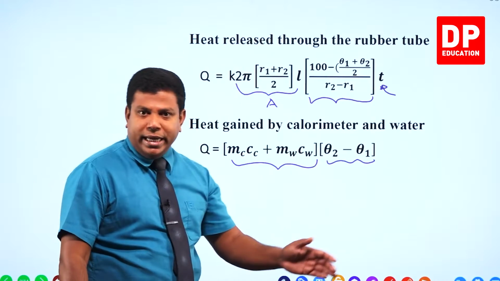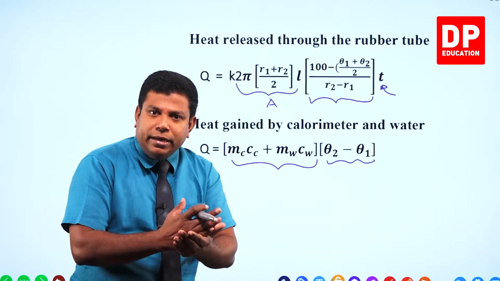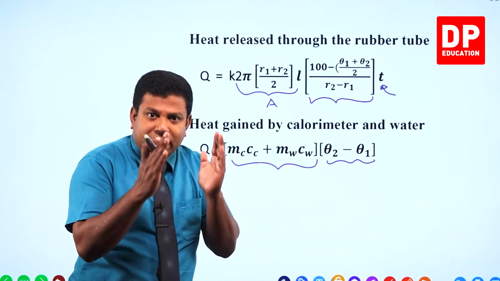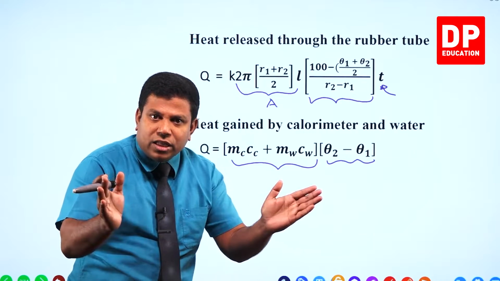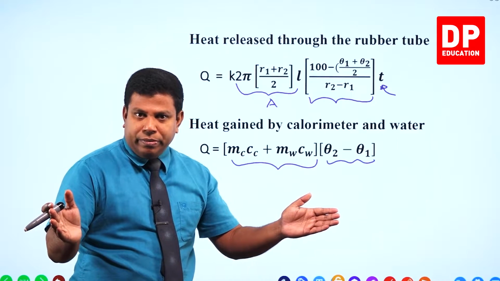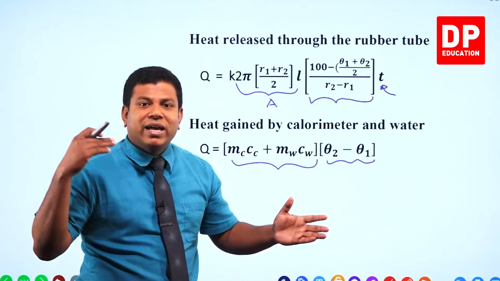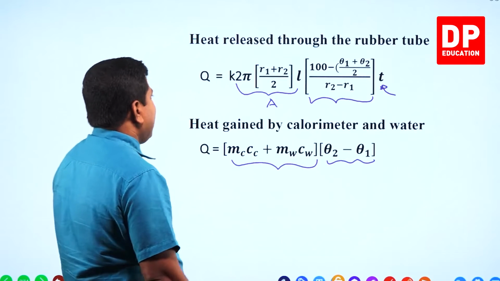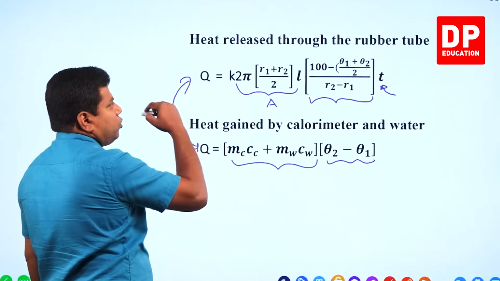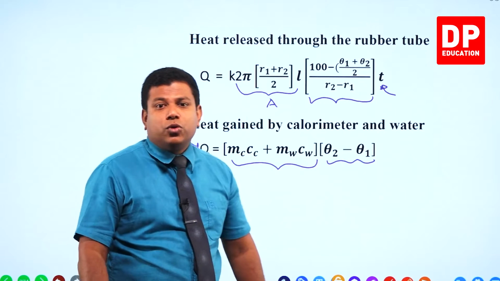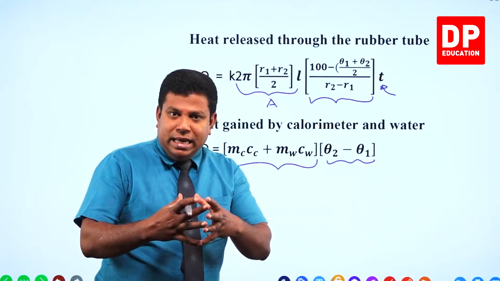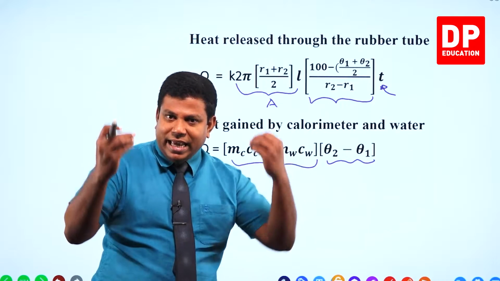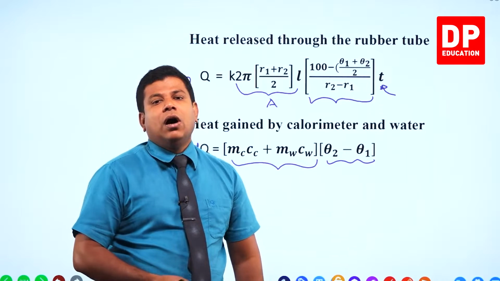You equate those two. Heat released, but we have an assumption here. What is the assumption? From the calorimeter and its contents, there is no heat transfer to the environment. Right? There is no heat loss to the environment because we have lagged it properly. So there is no heat transfer happening to the environment. In that case, you can assume these two to be equal. The heat transferred or heat released through the rubber tube and the heat gained by water and calorimeter are equal.